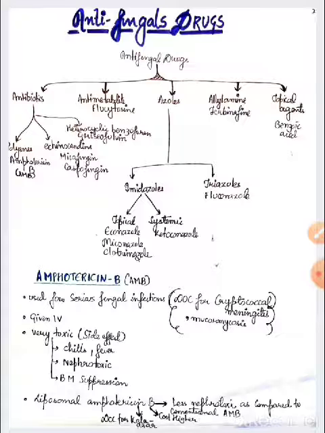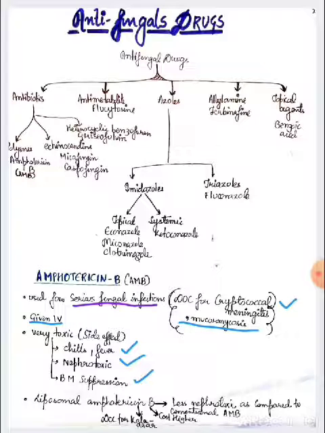So the most important here is amphotericin B, AMB. It is used for serious fungal infections, and it is the drug of choice for cryptococcal meningitis and mucormycosis, and it is given IV. It's very toxic; its side effects are chills and fever when we give the IV infusion. It's nephrotoxic and causes bone marrow suppression.